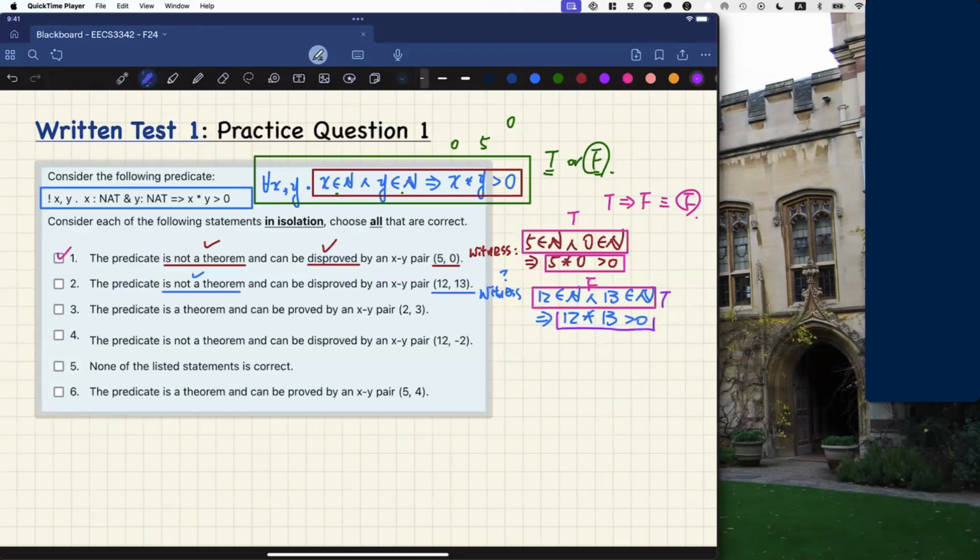But this one here is also true. So if you recall, true implies true is equivalent to true. So this is not an appropriate witness. You can think about the first part of the sentence over here is correct. However, to claim that this pair 12, 13 can be a disproved witness is wrong. So this should not be chosen.